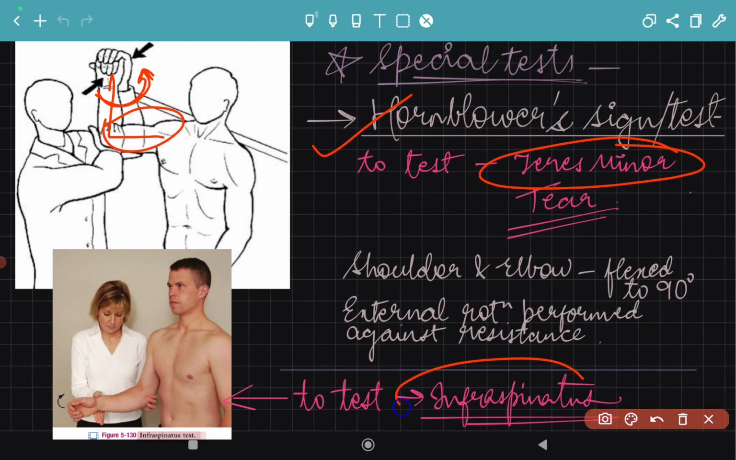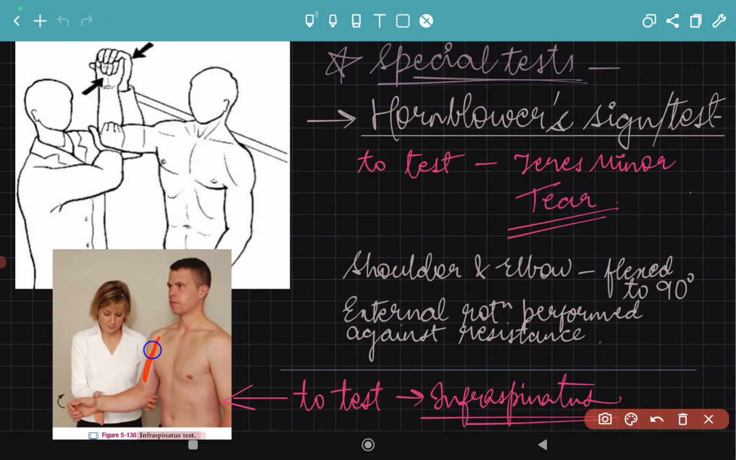And for the infraspinatus muscle, we simply resist the external rotation movement. The patient's arm is at the side of the body, elbow flexed to 90 degrees, and the patient is asked to perform external rotation while the resistance is applied by the therapist. If the patient is not able to perform it, there is weakness of infraspinatus, and it may be a tear of the muscle. It may be a partial tear or a full tear, depending on how much the patient can perform. We can conclude exactly what the pathology is.